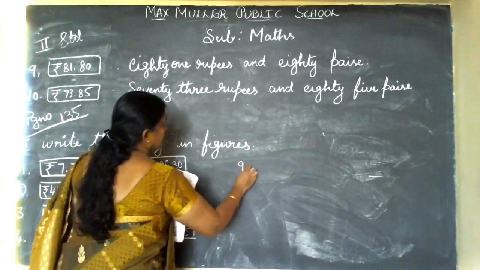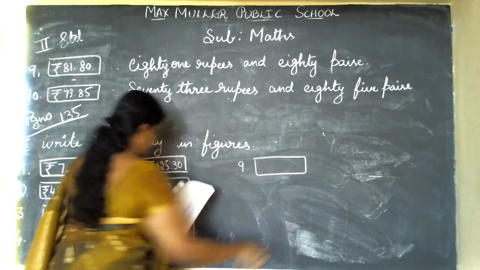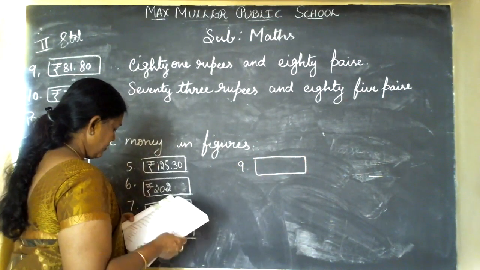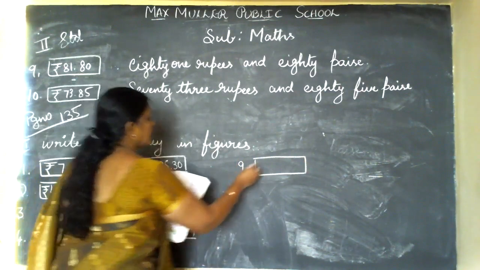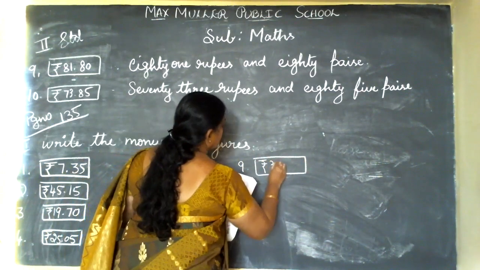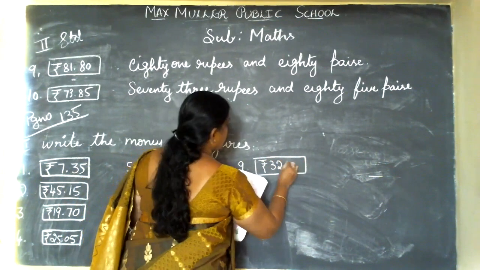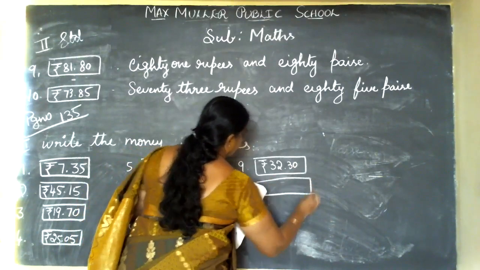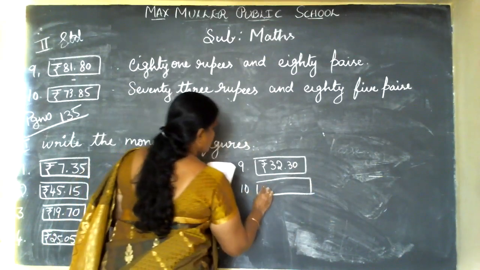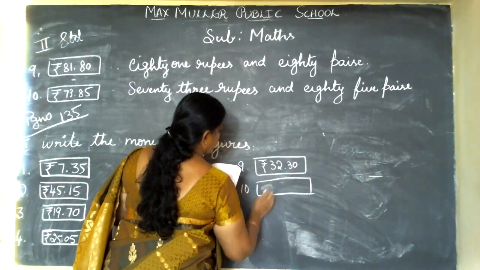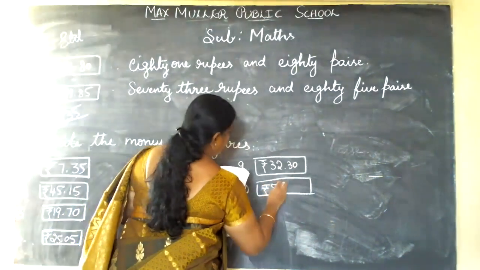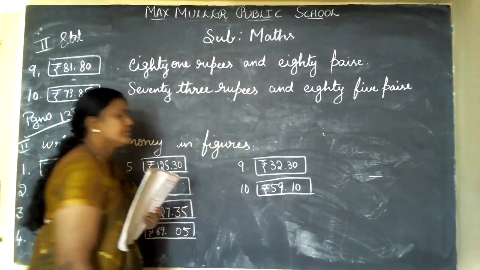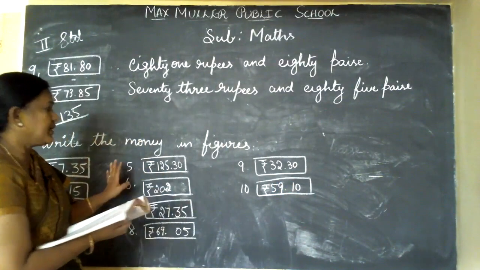Ninth one, 32 rupees, 30 paisa. Tenth one, 59 rupees, 10 paisa. Now we finished. Write the money in figures, children.